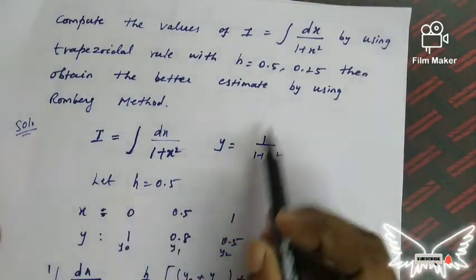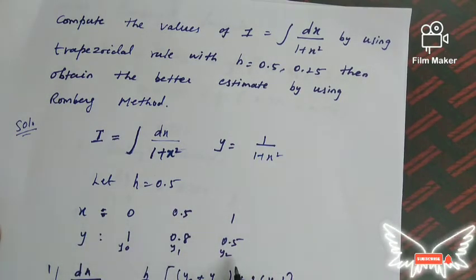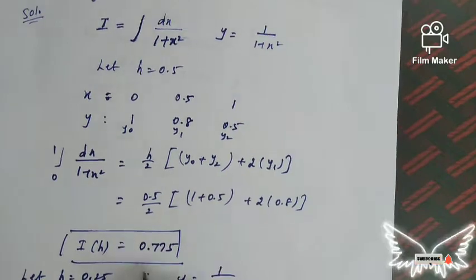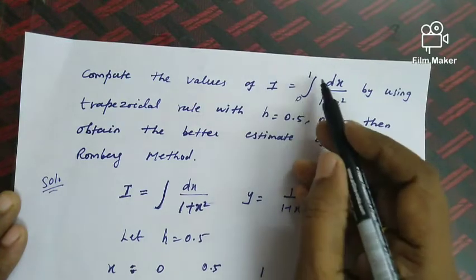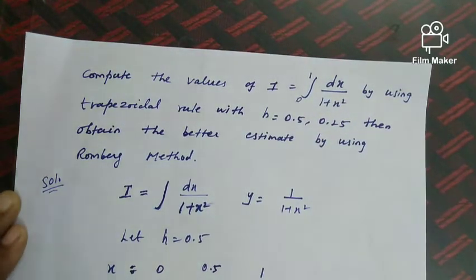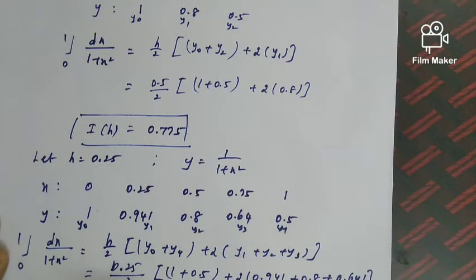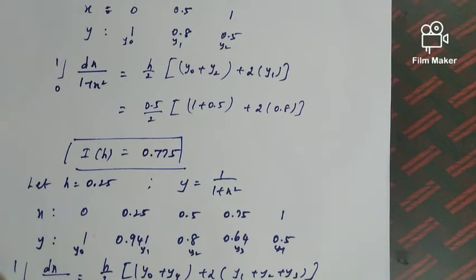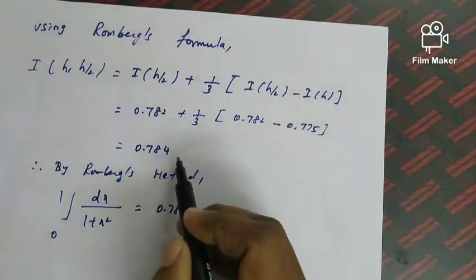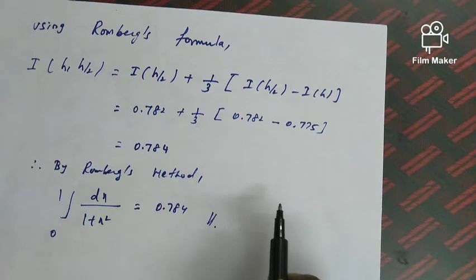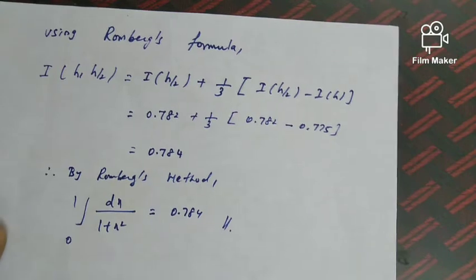So I is equal to, we have to take the given interval, h equal to 0.5. Using this we find the x data and y data. Applying the trapezoidal rule, we get the first value. In the question, the limit is 0 to 1, so the question is integral 0 to 1 dx by 1 plus x square. Likewise for the second interval, using the trapezoidal rule, we find the second interval value. After finding the first and second interval values, using Romberg's formula we write the formula and substitute the values to get the first integration value. If the interval is increased in the question, we have to do the next interval also. So this is called Romberg's method.